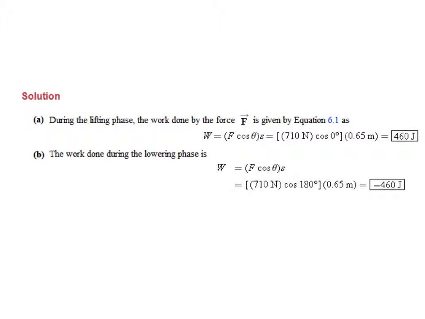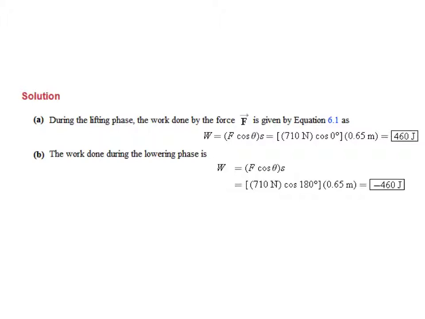So when our weightlifter was lifting the weight up, they applied a force of 710 newtons, a distance of 0.65 meters, and the angle between the force and the displacement was 0. And we love it when the angle is 0 because the cosine of 0 is just 1. So 710 times 0.65 tells us that the weightlifter did 460 joules of work on the barbells.